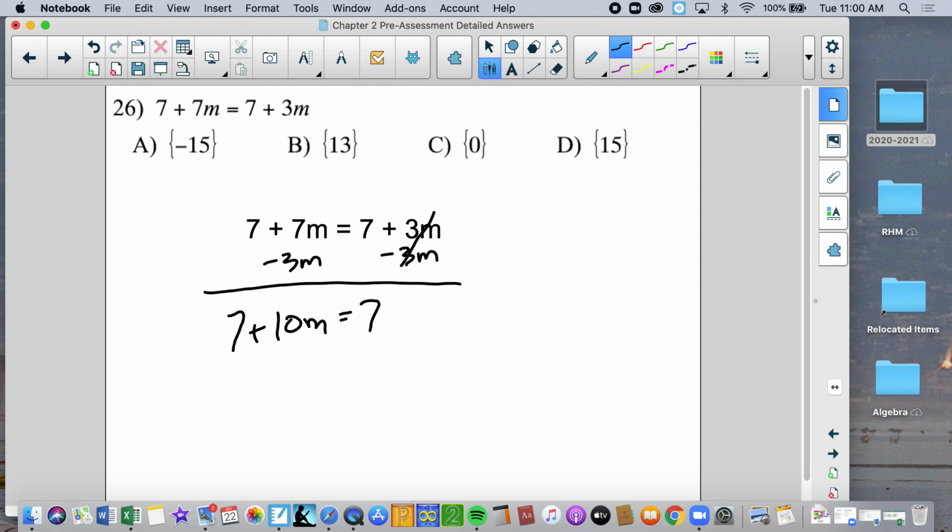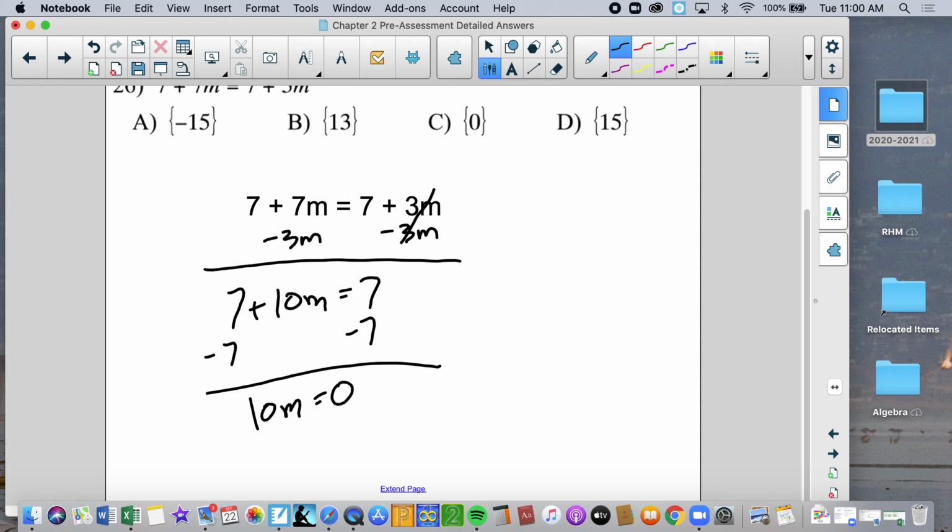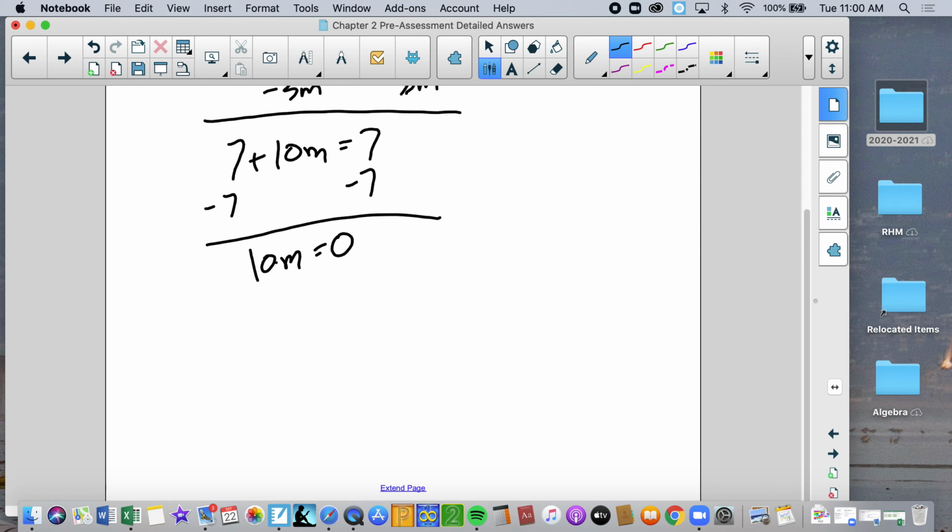So I got to move the constants. Since my variables are on the left, I'm going to move the constants to the right side. I got to get rid of this constant on the left side, so I'm going to get rid of it by subtracting 7. That leaves me with 10m equals 0. We did not cancel the variables. We still have variables. So what's happening to the variable? It's being multiplied by 10. We're going to divide by 10, and that leaves me with m equals 0.